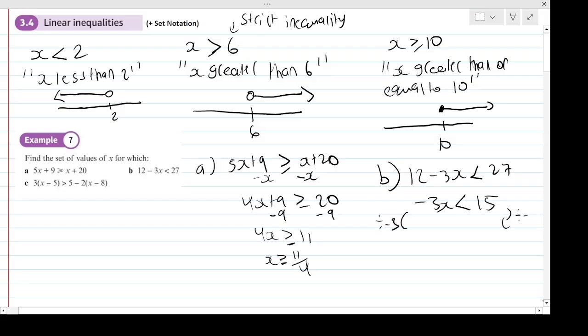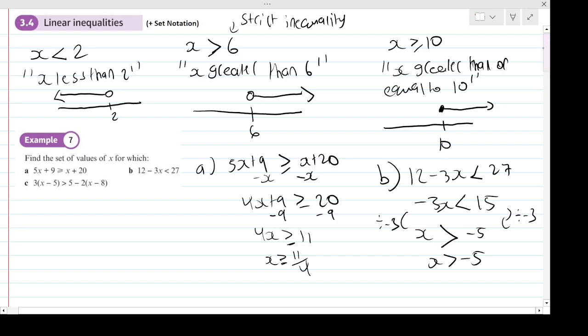However, we're dividing by a negative number. So we have x and 15 over minus 3, which is minus 5, as expected. But you need to reverse the sign. So if it's less than, then it needs to become a greater than instead. So this is your solution, x greater than minus 5. And there we are. Cool. So that's the only caveat, right? So we treat it like an equation, except for the case when you divide or multiply both sides of the equation by a negative. Then you have to flip the sign like we saw there.